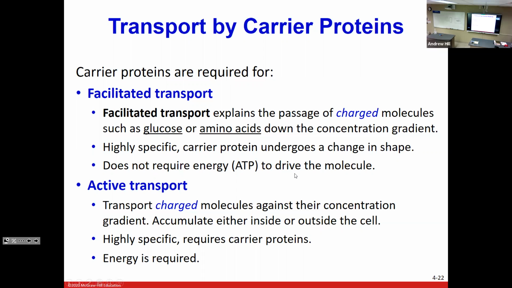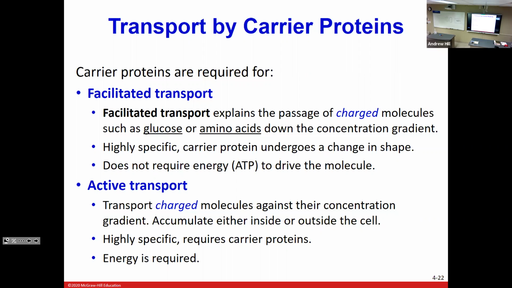Now, these don't require any ATP because the movement is based on the fact that there's a concentration gradient. As I mentioned towards the beginning of this class, typically you have more glucose outside of your cells than inside because your cells are using up the glucose all the time, converting it to make ATP, right? You learned about that earlier.